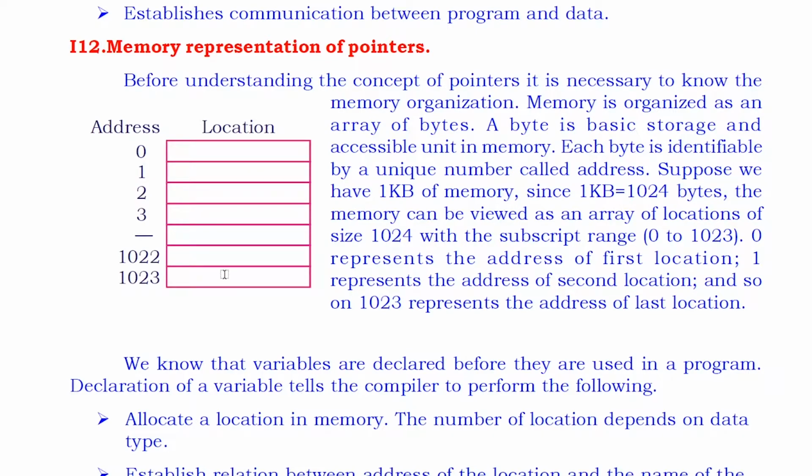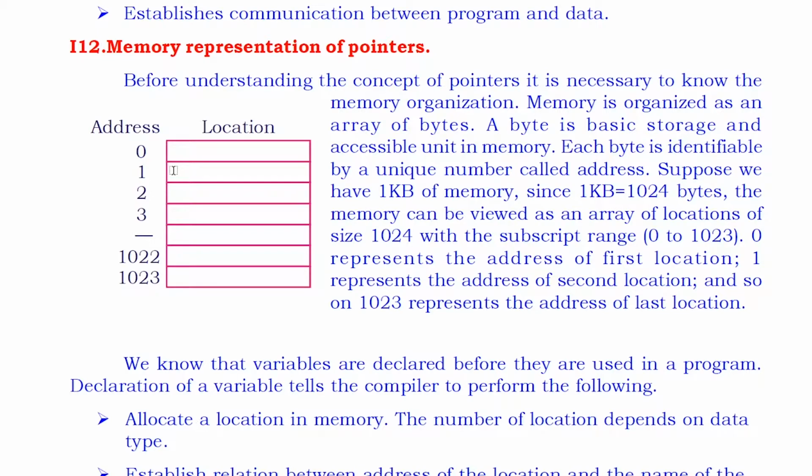Before we get into the concept of pointers, let us understand the memory organization. How is memory organized? Memory is organized as an array of bytes. You can see this is an array of bytes: byte 0, byte 1, byte 2, byte 3, and so on. It's in terms of bytes. What is a byte? It's the basic unit of storage. In computers, we represent everything in the form of bytes, that is 1 KB or MB or GB, as you might know. So that's the unit of computer storage.